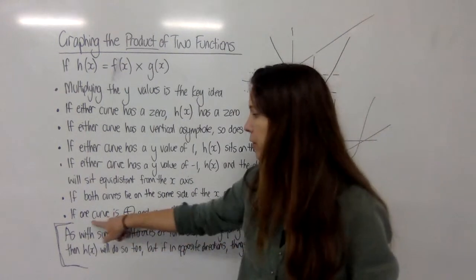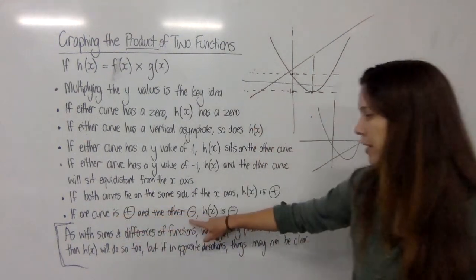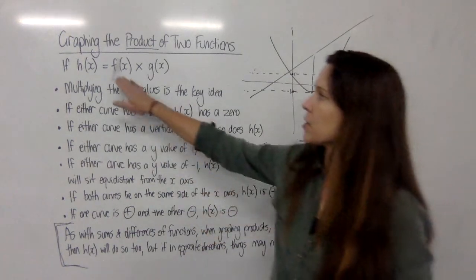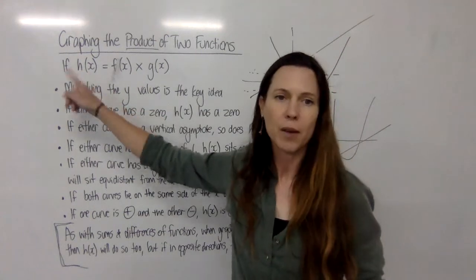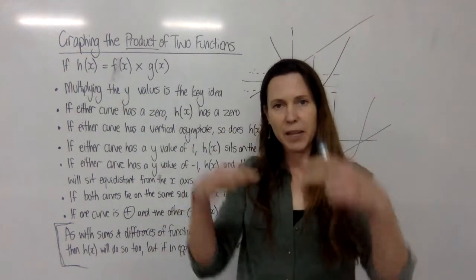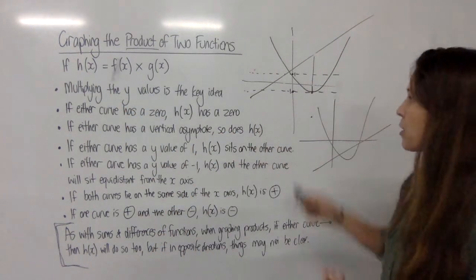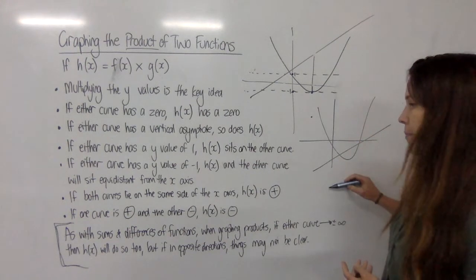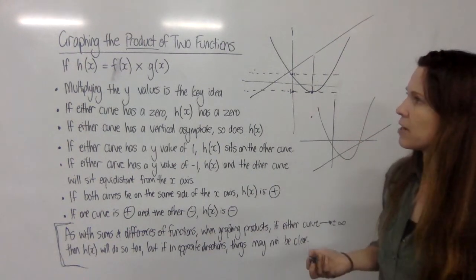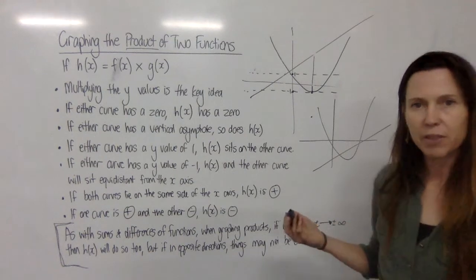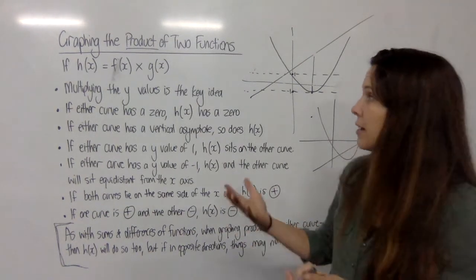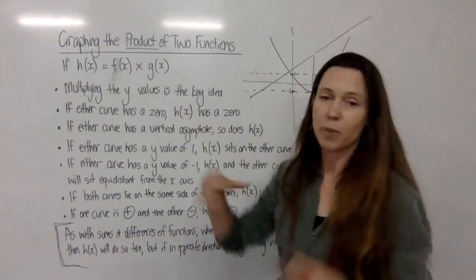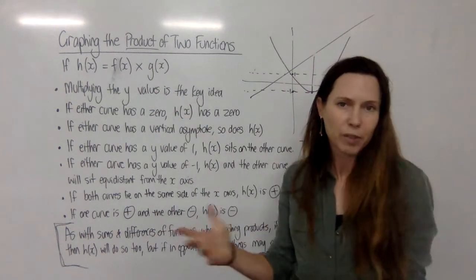Whereas if one curve is positive and the other one is negative, well, we know that a positive times a negative, no matter which way round they are, will give you a negative number. So that will make h of x negative, and that's going to make it sit below the x-axis because it's going to have negative values of y. So those are our considerations. Now we've already seen with the sums and the differences that if we have the equation of both of the curves, we can literally just work algebraically, multiply them together and graph the new curve if we can.